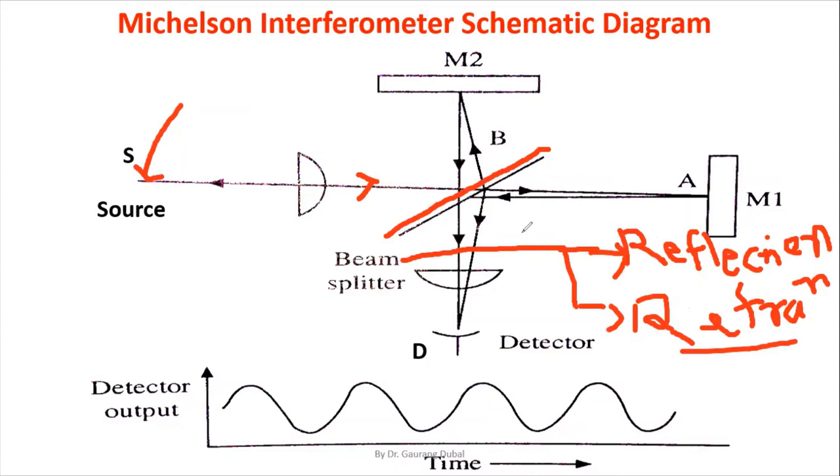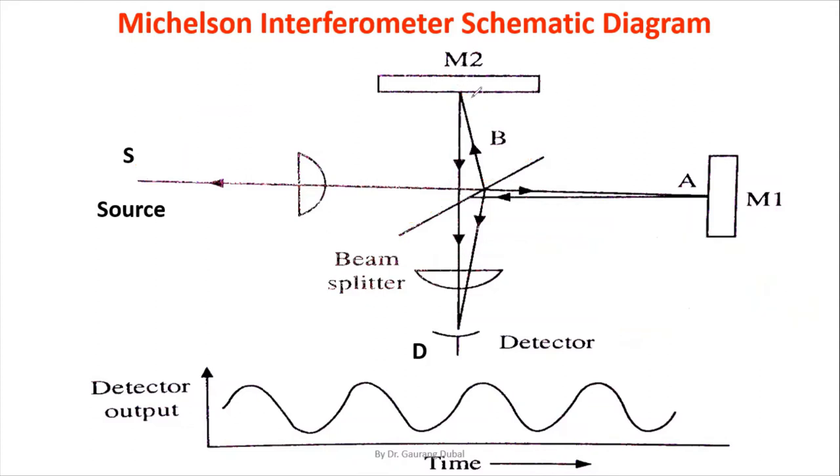So here, if reflection happens, the light will go in this direction to this mirror. Light will go in this direction, right? So from the beam splitter, if reflection is happening, it will go to this mirror M2, and if refraction is happening, it will go in this direction. But here you have to understand, the radiation will alternately, one time refraction, another time reflection, continuously happening, right?